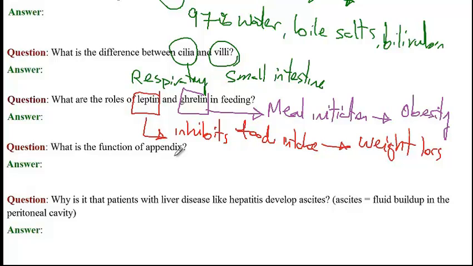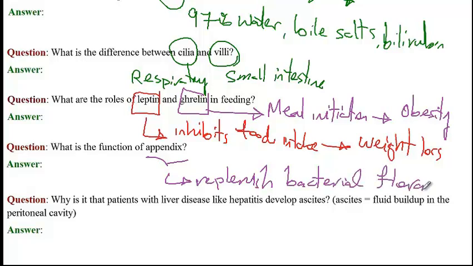All right, next question. What is the function of appendix? So basically appendix, its exact function is not known, but it's thought that it may help replenish the normal bacterial flora in the colon. So once you're having diarrhea and most of the bacterial flora in the colon are lost, appendix helps replenish the normal bacterial flora.